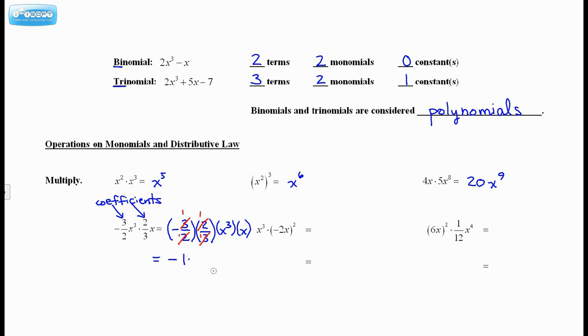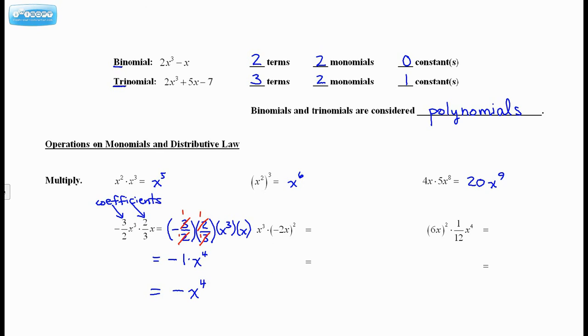Times x cubed times x to the 1 is just x to the 4. Now, though this answer is correct, normally we wouldn't write a monomial like this. If you ever have a 1 or a negative 1 in this case, we don't bother with the 1. So I'll just say negative x to the 4th. So that's what I get when I multiply these 2 monomials together.